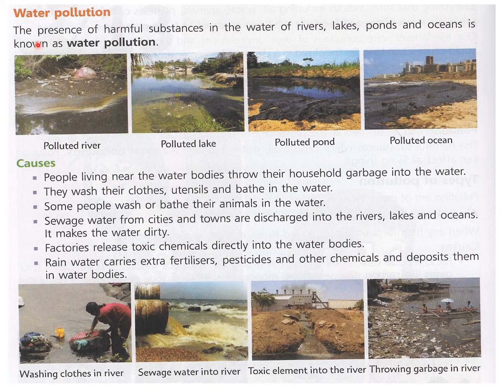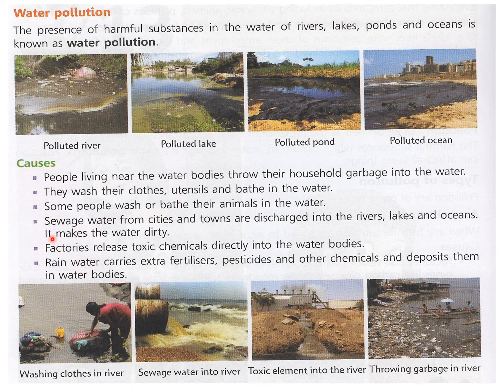Water pollution. The presence of harmful substances in the water of rivers, lakes, ponds and oceans is known as water pollution. What are the causes of water pollution? People living near water bodies throw their household garbage into the river. You can see how much garbage is there in the river. You can see the polluted river here also. So we should not throw garbage in the water. They wash their clothes, utensils and bathe in the water. You can see a woman washing clothes near the river. Also, you must have seen many times that buffaloes and cows are being washed in the water.